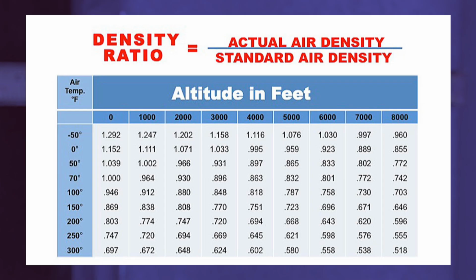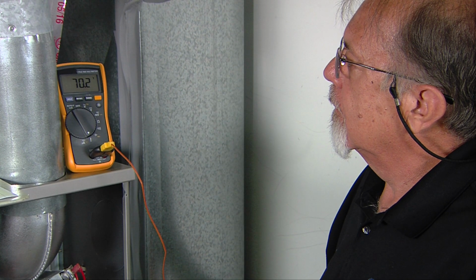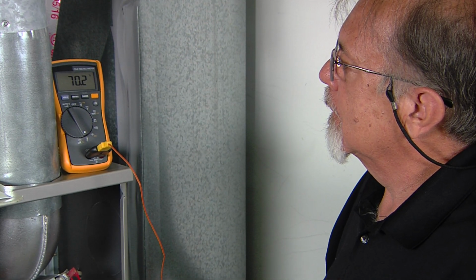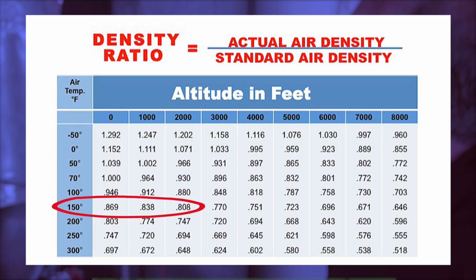We are almost finished with the CFM calculation. Air has different properties at different elevations and temperatures. These differences can be accounted for using the density ratio factor, which is based on the altitude the equipment is installed in and the temperature of the air. This is where you will use the temperature readings we discussed in part 1 of this video, taking the measurements. If our air temperature was 150 degrees and we were at 2,000 feet, our density ratio factor would be 0.808.